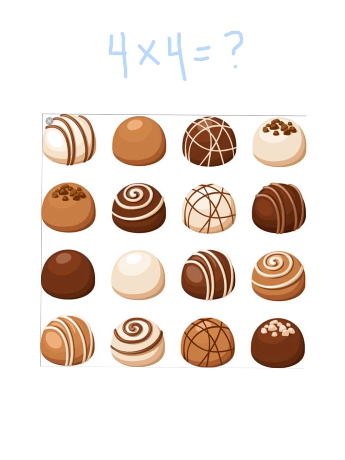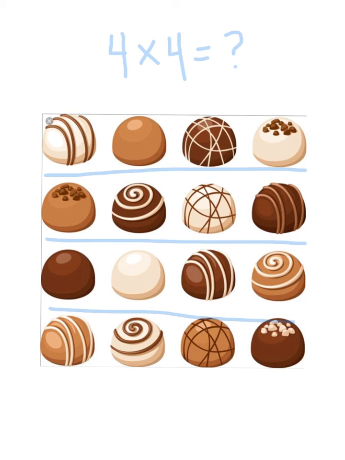So 4 multiplied by 4, or I have 4 groups of 4. Okay, so here's my first group of 4. There's my second group of 4 and my third group of 4. 1, 2, 3, 4, 5, 6, 7, 8, 9, 10, 11, 12, 13, 14, 15, 16. So 4 multiplied by 4 equals 16. Did you get it?